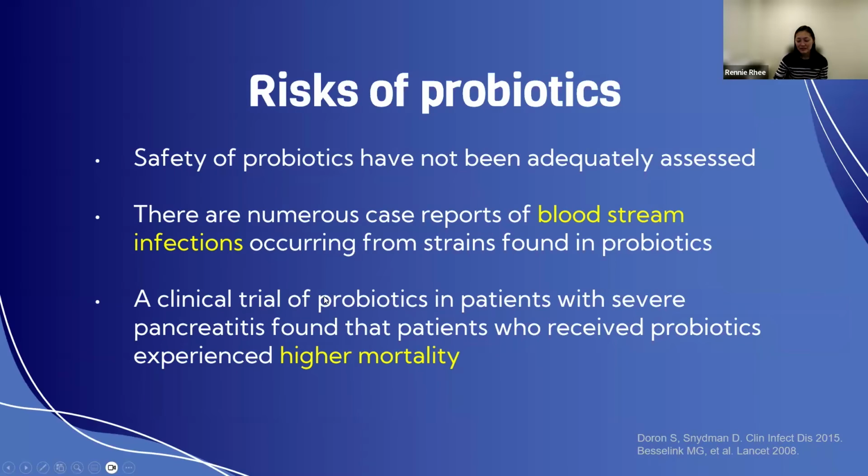Many health organizations have put out statements cautioning about the safety of probiotics, which have not been adequately assessed. There have been case reports of bloodstream infections from strains found in probiotics, and we try to caution against them in immunocompromised patients. Another clinical trial of probiotics in severe pancreatitis found they were associated with worse outcomes, including more mortality. So, just a word of caution: not something I would use to treat vasculitis at this time point.